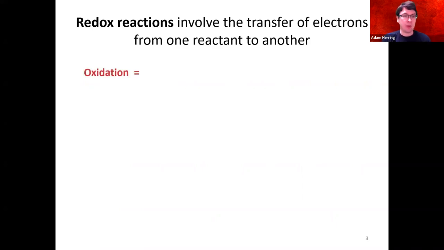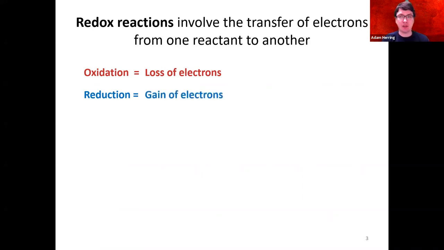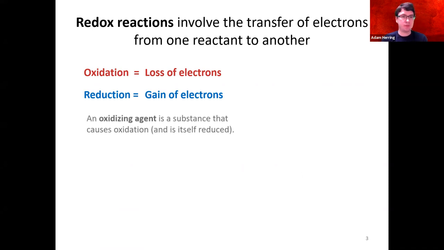We have some terms that we need to be familiar with. One is oxidation. Oxidation is defined as the loss of electrons. We also have reduction, which is defined as the gain of electrons. Hence, the name redox is a combination of reduction and oxidation. An oxidizing agent is a substance, whether it's a given element or a molecule, that causes the oxidation.